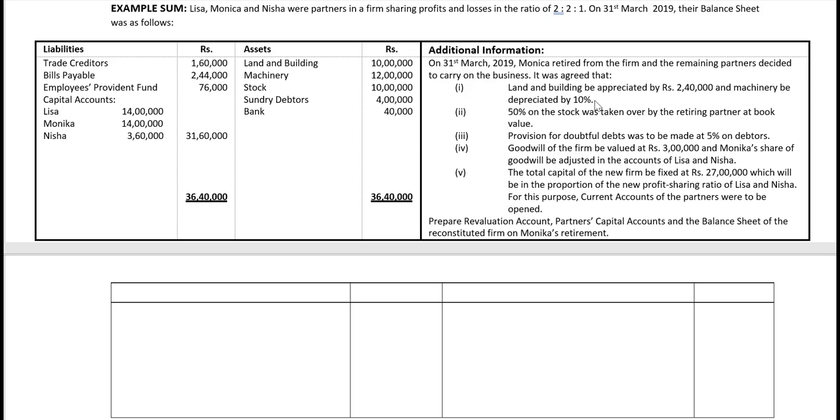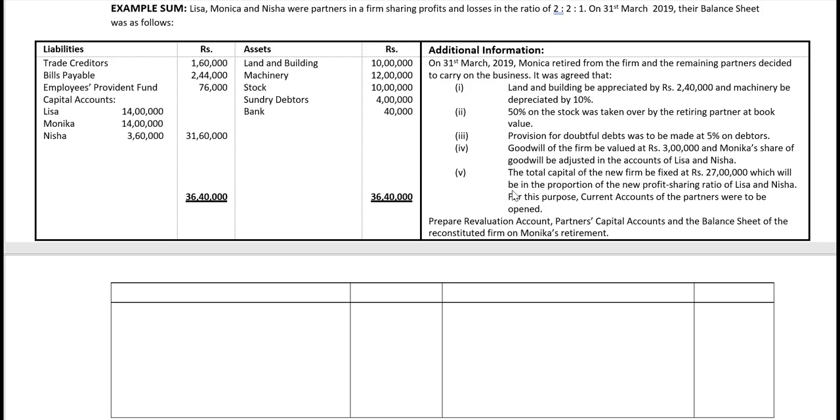It was agreed that, first point, land and building be appreciated by rupees 2,40,000 and machinery be depreciated by 10%. Point 2, 50% of the stock was taken over by the retiring partner at book value. Point 3, provision for doubtful debts was to be made at 5% on debtors. Point 4, goodwill of the firm be valued at rupees 3 lakh and Monica's share of goodwill be adjusted in the accounts of Lisa and Nisha.